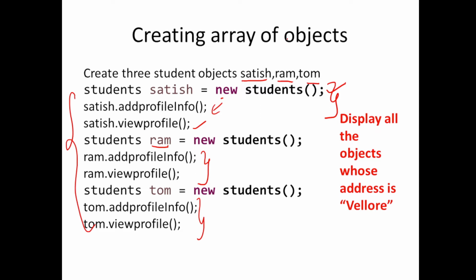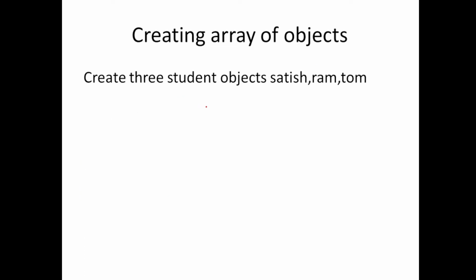So here, what we are going to do is, instead of creating separate objects like this, I mean independent objects, we are going to put all these objects inside an array. And you call that an array of objects. Let me show you how you declare an array of objects. So now I want to create three student objects by name Satish, Ram and Tom. What is the first step? You have to define the class student. I think we have already defined the class student, so that is done.